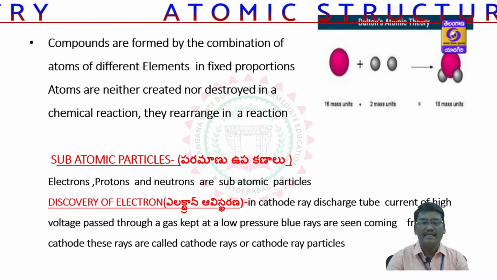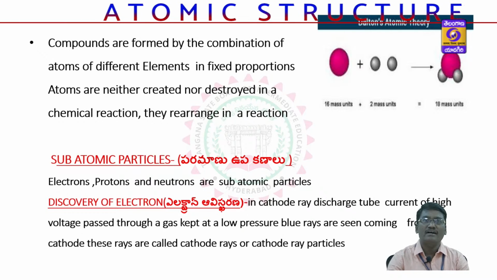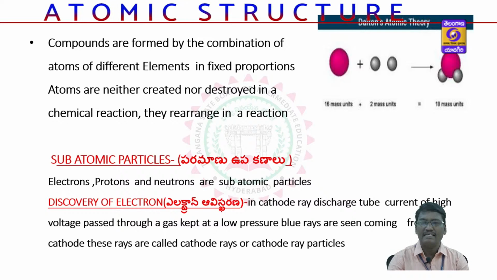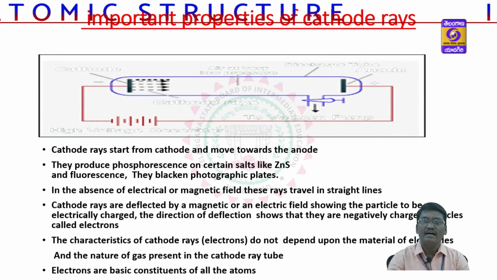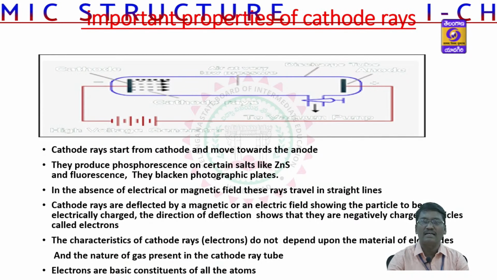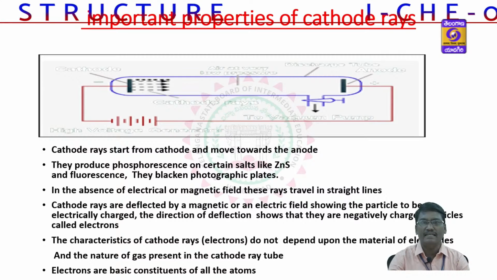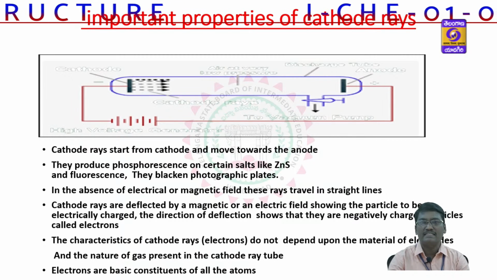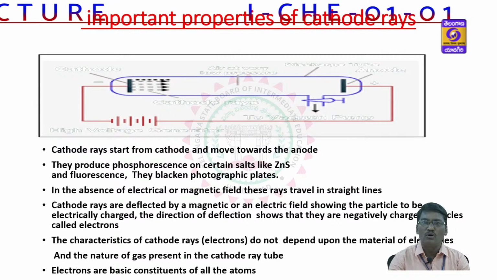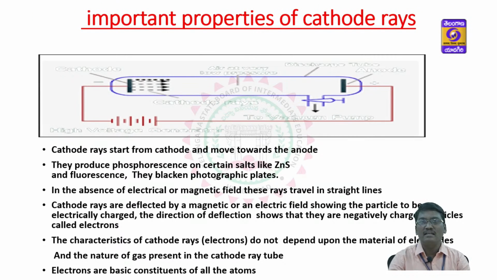In the cathode ray discharge tube, a current of high voltage is passed through the discharge tube, as we can observe in this slide. The discharge tube is at low pressure. Under low pressure and high voltage we get blue colored rays which pass from the cathode electrode towards the anode. So the cathode ray starts from the cathode and moves towards the anode.